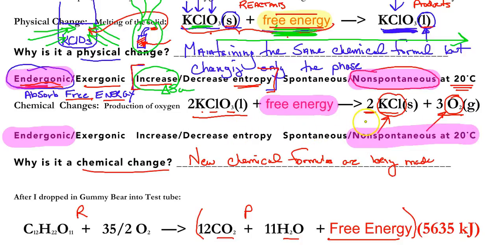This would not occur at 20 degrees because this needs to be a liquid. And what maintains the liquid state is the free energy that was given by the torch. So endergonic and non-spontaneous go together. Okay, now, what about the entropy?